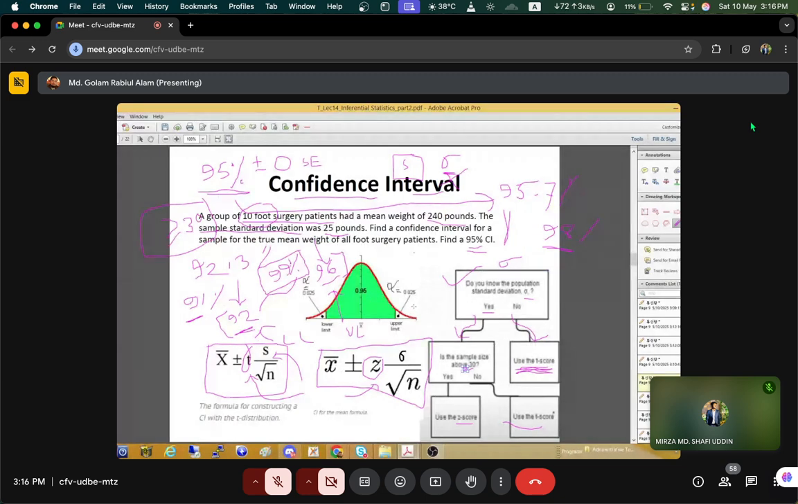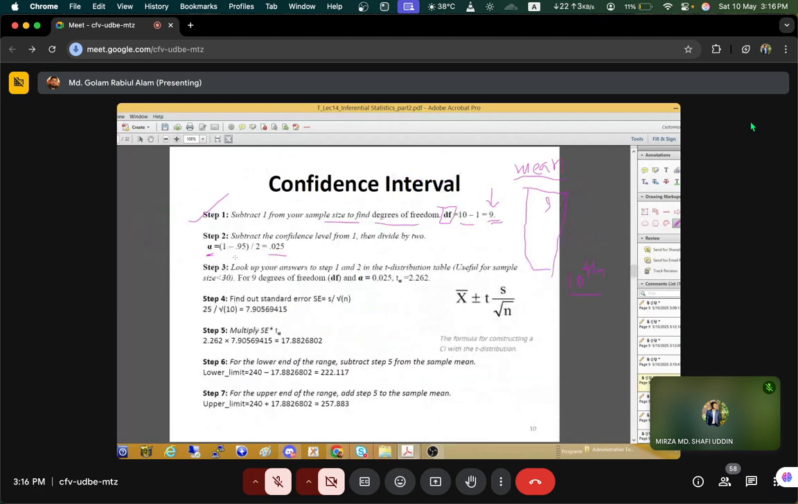You can see that alpha is the significance level, and the significance level is on both sides, this side and also this side. That's why we divide the significance level by 2. So 1 minus 0.95 is 0.05. So 0.05 divided by 2 will be 0.025. That is, alpha will be 0.025.